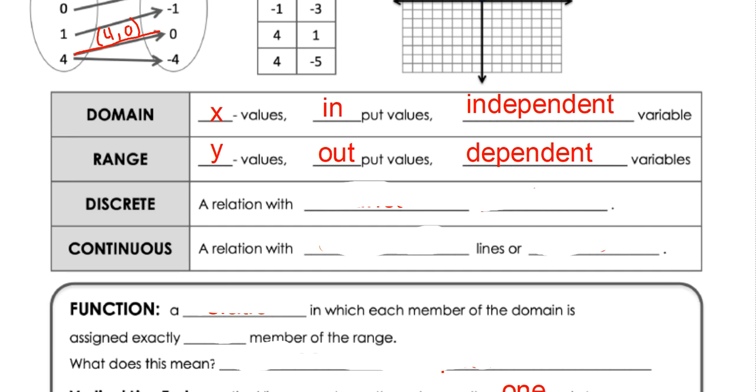And then we also have discrete and continuous. So a discrete relation is one with distinct points. So they're not connected, they're just individual points on a graph. Continuous is where they are connected lines or curves. So that's where it's an actual line.